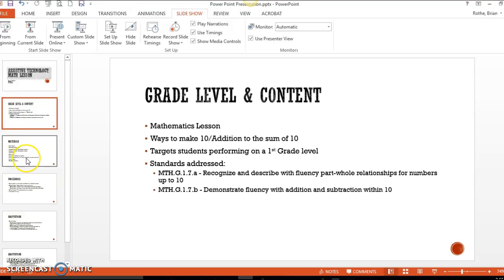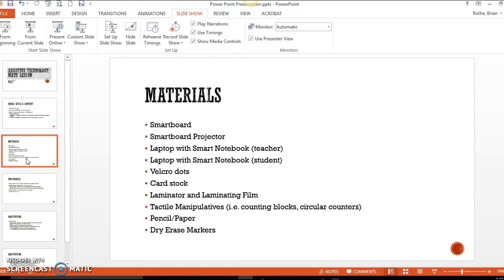These are the materials that will be needed for the lesson: smartboard projector, laptop with Smart Notebook for the teacher, and if possible for the students, because there are a couple of student activities that they can do on their own laptops. Velcro dots, cardstock, laminator and laminating film, tactile manipulatives like counting blocks or circular counters, pencil and paper, and dry erase markers.